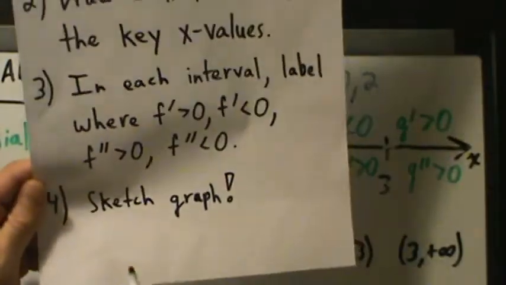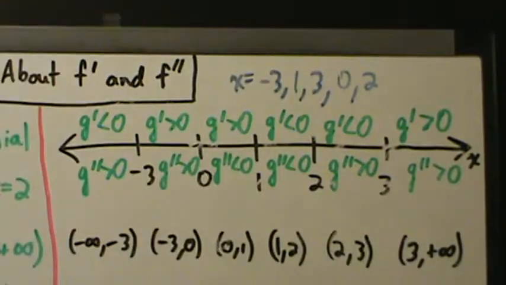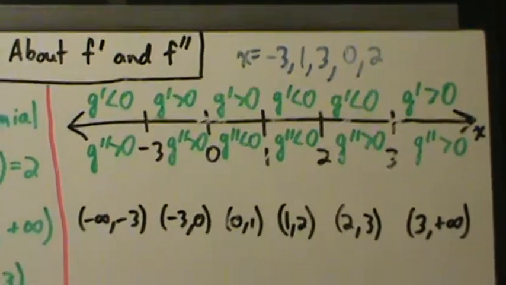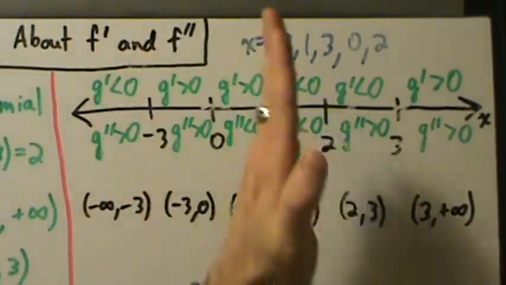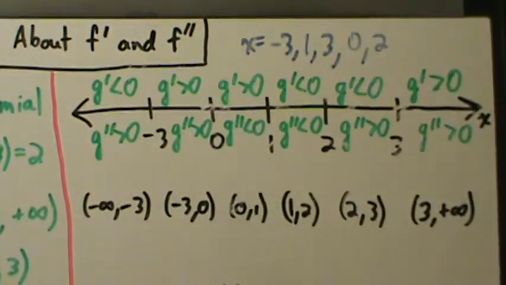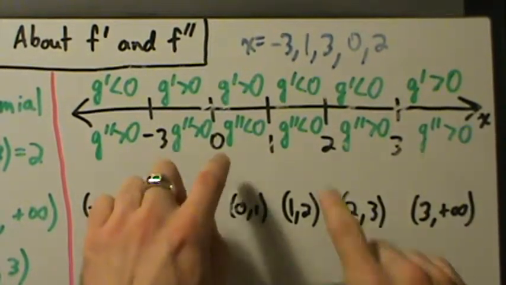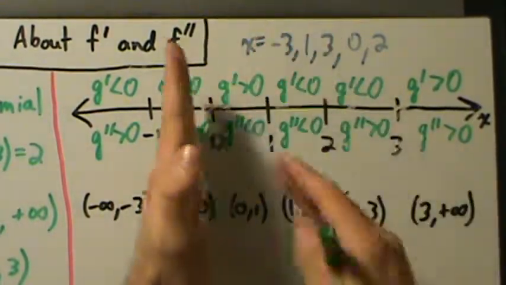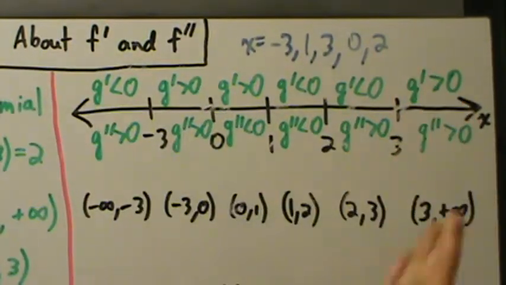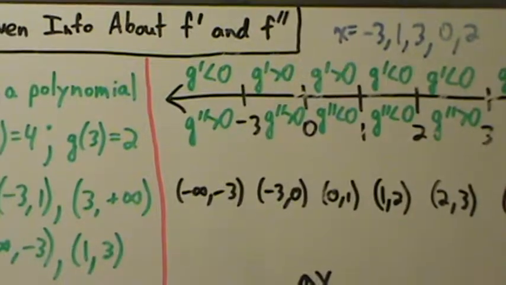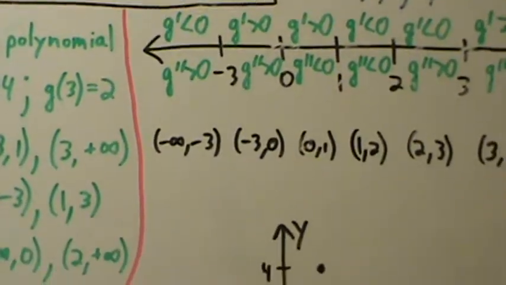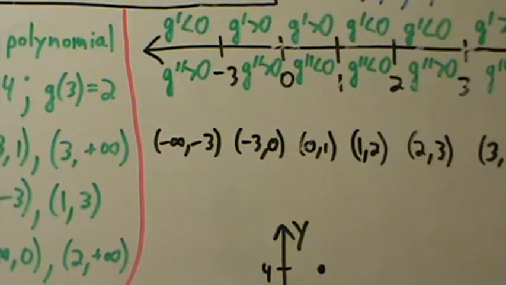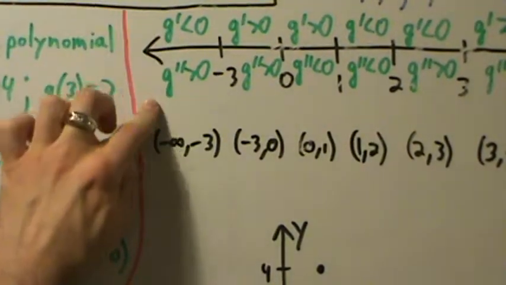Now step 4 is just going to be sketch the graph, given what we did in step 3. So this is why we had to label each little individual interval separately. Even though we're told, for example, from 0 to 2, the second derivative is negative, we want to label that in each little interval that we made on this chart so that we can look at one piece at a time and say, okay, from negative infinity to negative 3, what's going on? The first derivative is negative and the second derivative is positive.